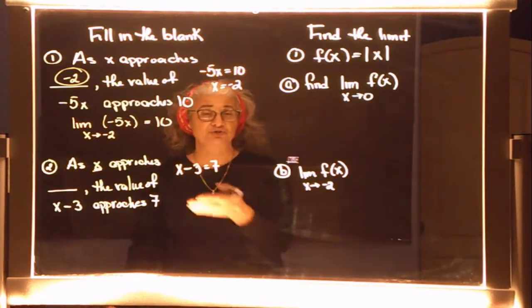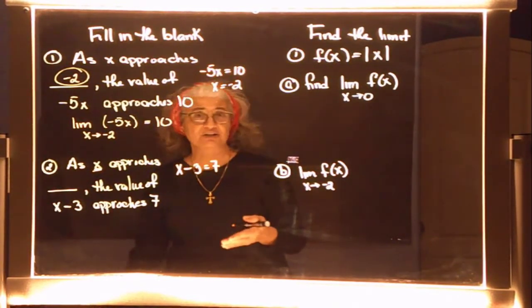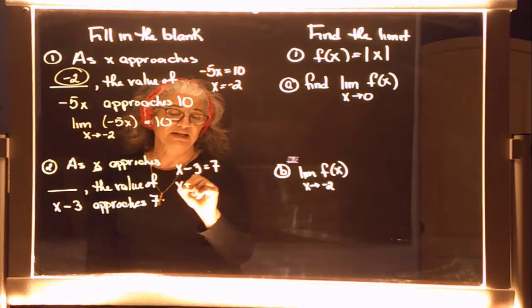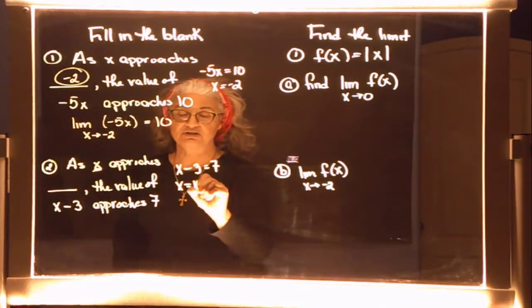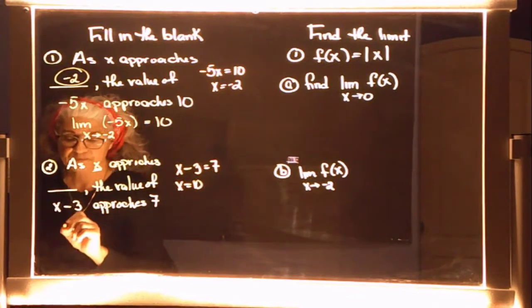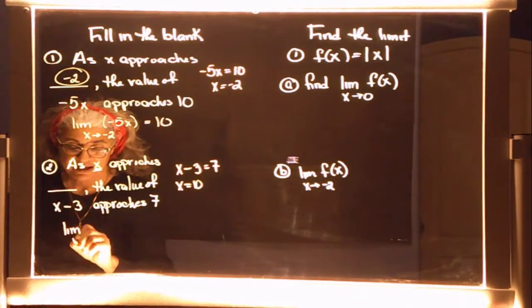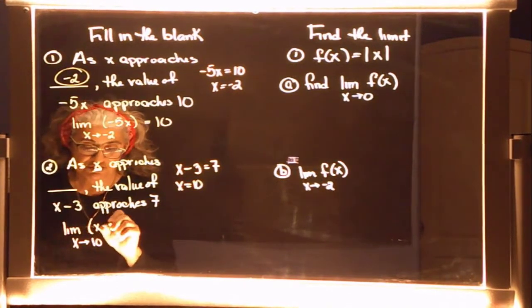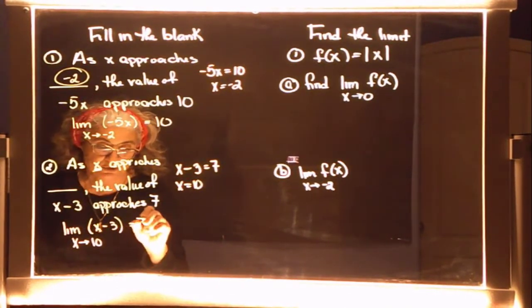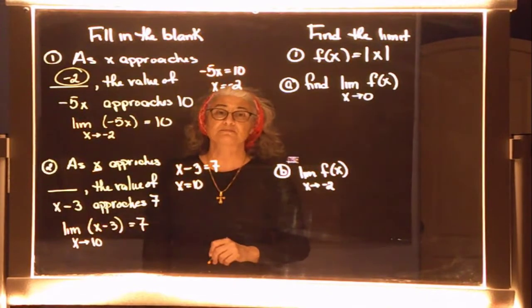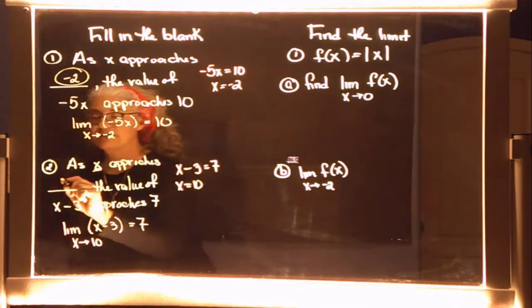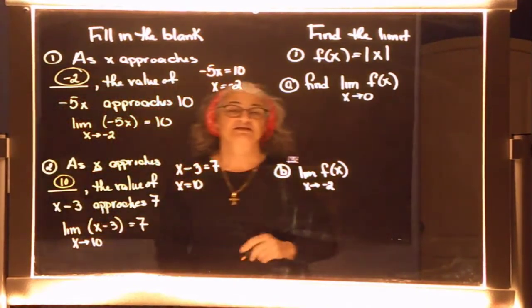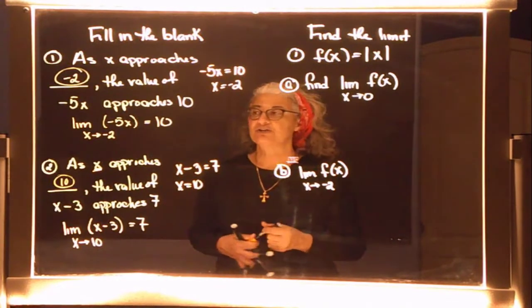Okay, so as you work this out numerically or algebraically speaking, you would get x equaling 10, which means the limit as x approaches 10 of the function x minus 3 is equal to 7. Agreed? So my unknown here would be 10. Are you okay with that? Like, that was pretty easy.